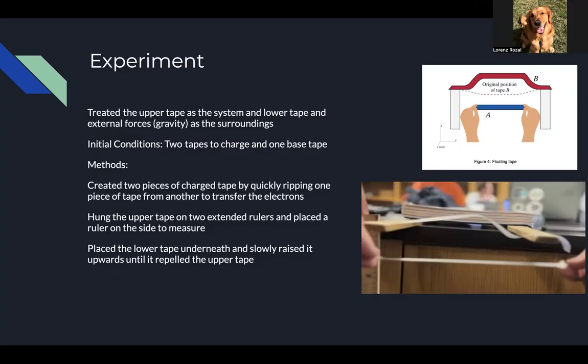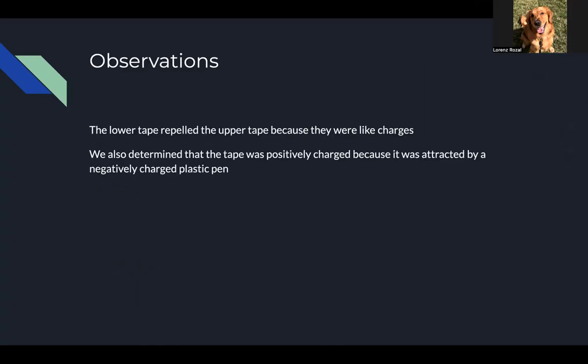We treated the upper tape as the system, and the lower tape and external forces such as gravity as the surroundings. Our initial conditions were that we were given two tapes to charge and one base of tape to take away the electrons. We did this by quickly ripping one piece of tape from the other to transfer electrons. Then we hung the upper tape on two external rulers, placed the lower tape underneath it, and slowly raised it until it repelled the upper tape. The lower tape did in fact repel the upper tape because they were both like positive charges.